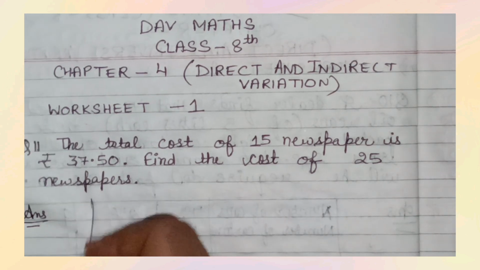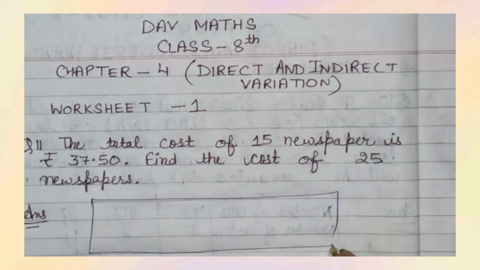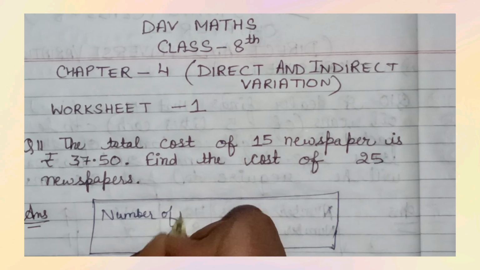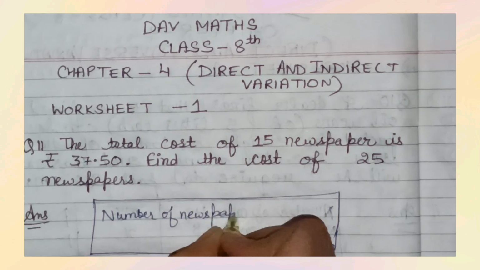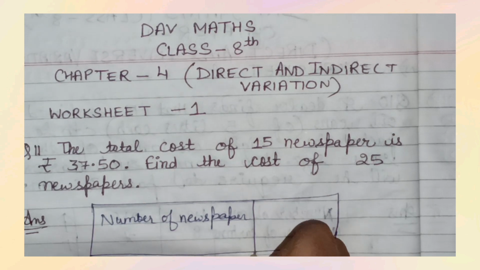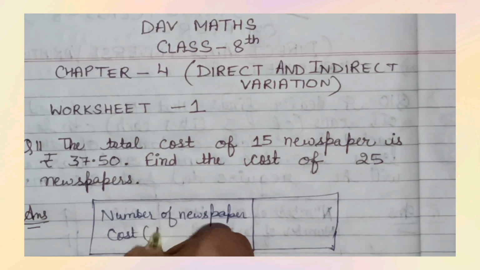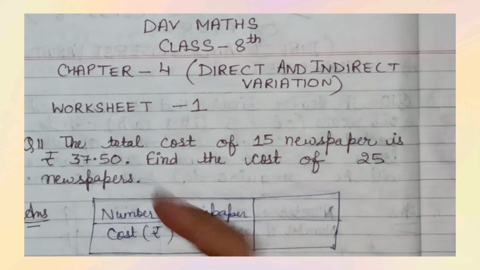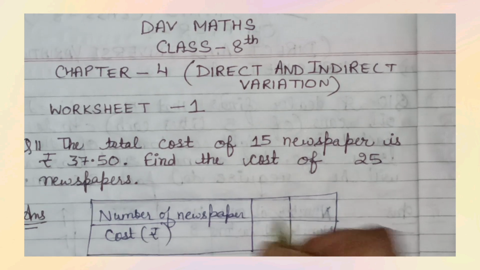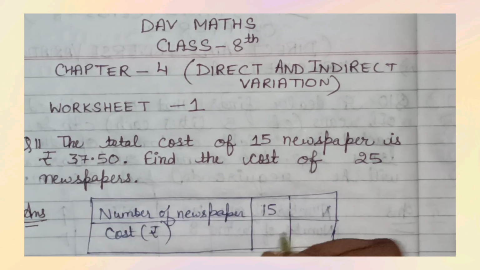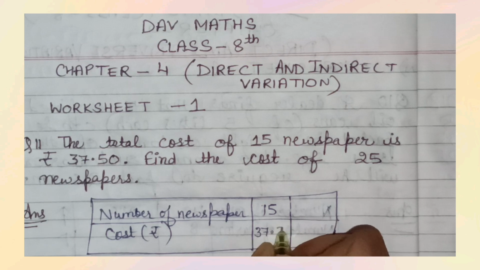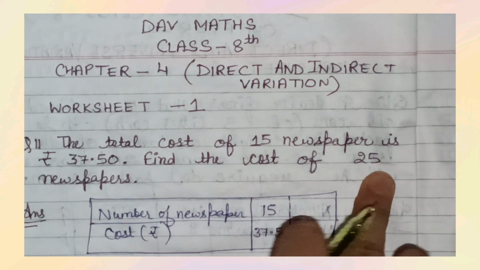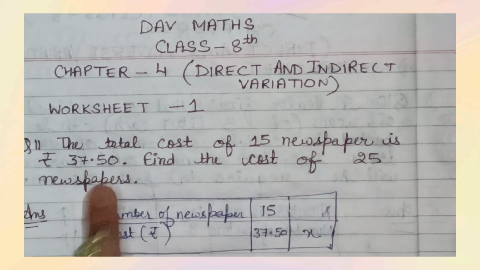So firstly we have to make a table for this question. I write here number of newspapers. In the second box I write cost in rupees. So here the number of newspapers is equal to 15, and the cost of 15 newspapers is rupees 37.50. So we have to find the cost. Let the cost be x, and write 25 newspapers in the line of number of newspapers.